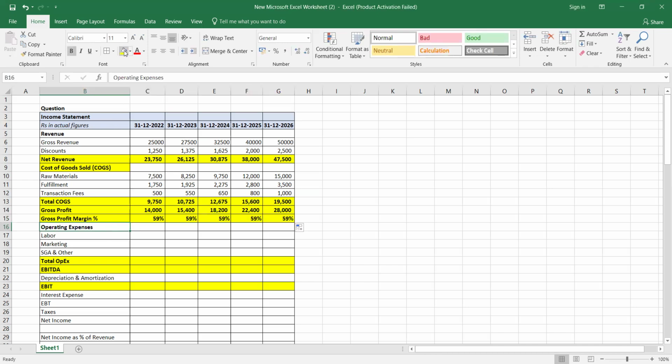Next comes our operating expenses. How do we calculate operating expenses? They would have given the assumption, and based on the assumption, how much percentage labor do we have to calculate? 15%. On what? On revenue. Revenue only they have given. So is equal to, select this revenue into 15%. Enter. You'll get this answer. Then drag. Marketing, 5%. Again is equal to, select gross revenue into 5%, enter.